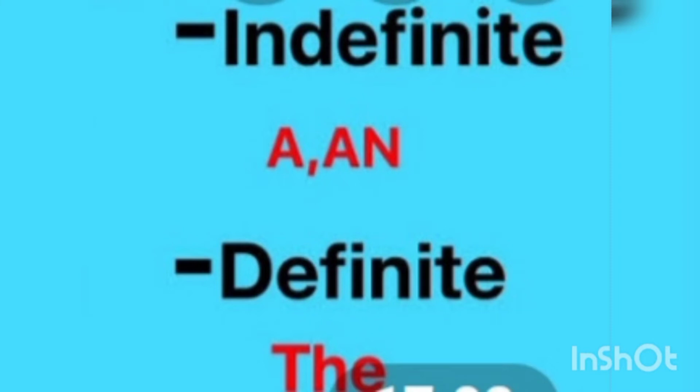So, there are three articles. A and an are called indefinite articles. They denote one. The is called definite article and it is used for a definite person, place, or an object. Here definite means already known or already obvious.